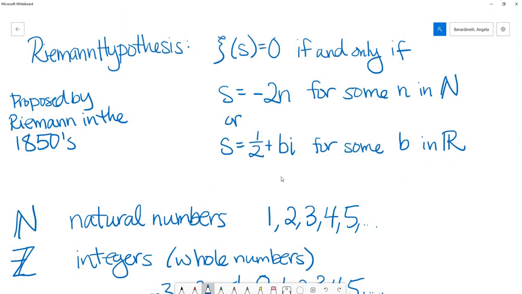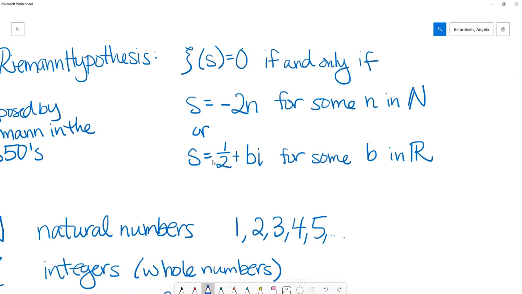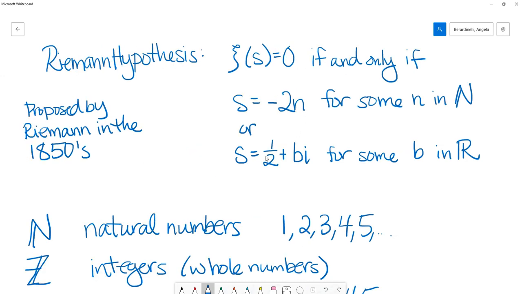That's what we saw up here. We saw a complex number where the first part was a half, and then the second part was anything with a square root of -1 in it. So the Riemann hypothesis is that these are the only ways to get 0 out of the Riemann zeta function, which we haven't talked about what that is yet. We know that it's 0 for these numbers, but the hard part is showing that that's the only place it's 0.